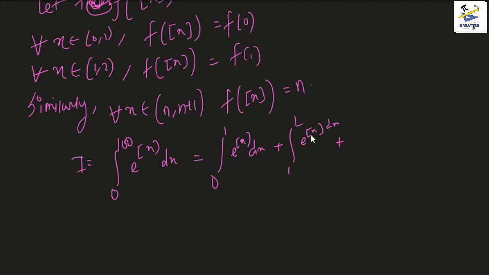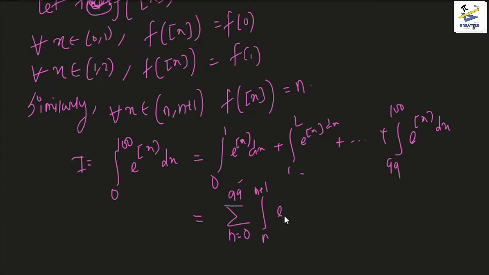the greatest integer less than or equal to x, which is 1 in this case, 0 in this case, and like that. And the last interval would be 99 to 100 e to the power box x dx, right? We can write this as a summation, which is like this: n equals 0 to 99, integral from n to n plus 1, and in between n to n plus 1, e to the power box x is just e to the power n dx, right?